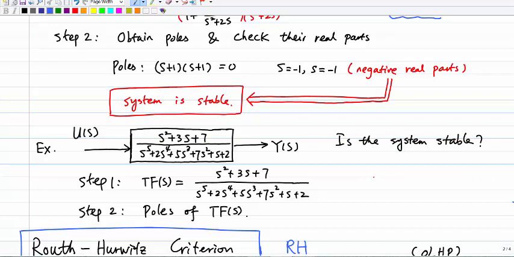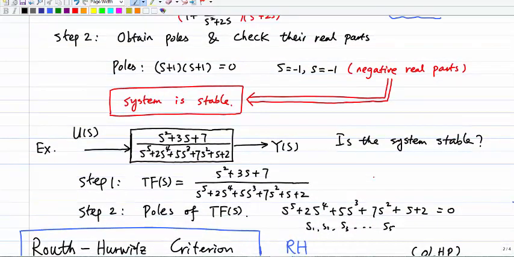So apparently, the first step, we already have a transfer function. Next, how do I find the poles? The poles are the solutions to s to the 5th plus 2s to the 4th plus 5s cubed plus 7s squared plus s plus 2 set to be 0. What is the solution to this one? This is very hard, very difficult to compute, right? There are 5 solutions, s1, s2, s3, and so on to s5. So it's very hard to compute the solution directly.